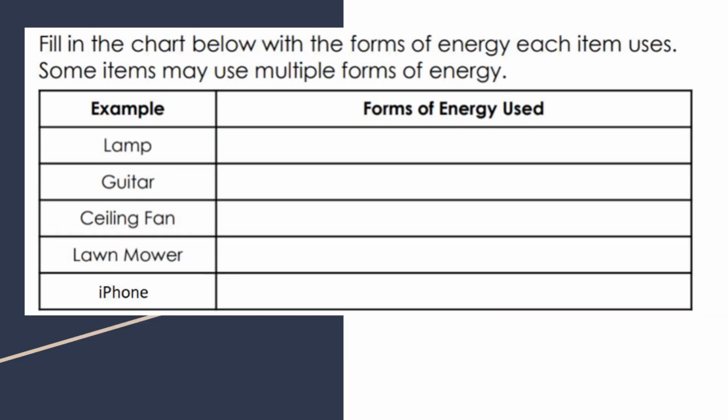Let's just look real quick. So fill in the chart. With a lamp, I'm going to say that a lamp is going to be electrical, transforming into what? What goes in the blank? Radiant. Okay, guitar. I'm going to say that you use kinetic energy to move the string, to strum or pluck the string, and then that is going to produce a type of sound energy.